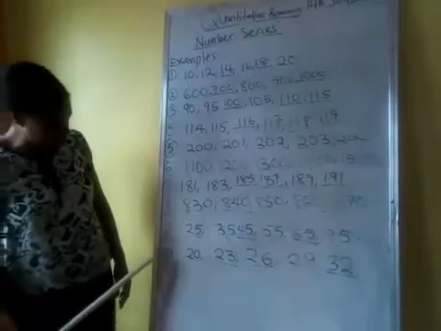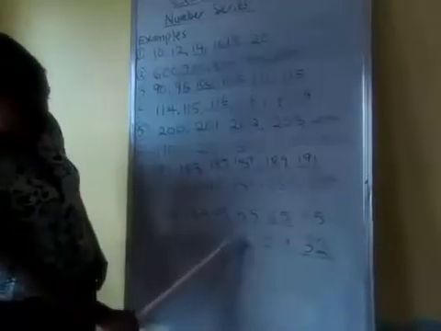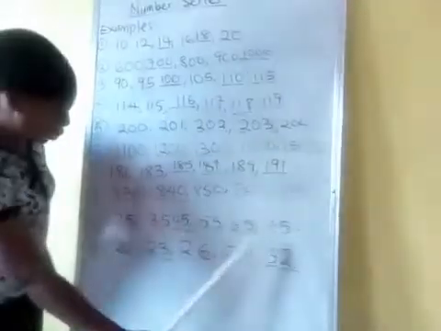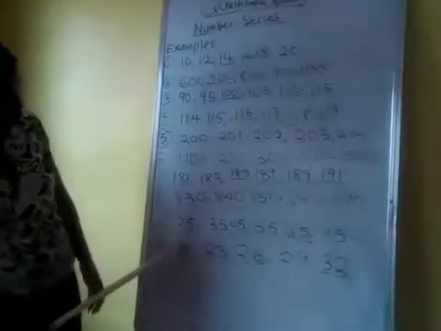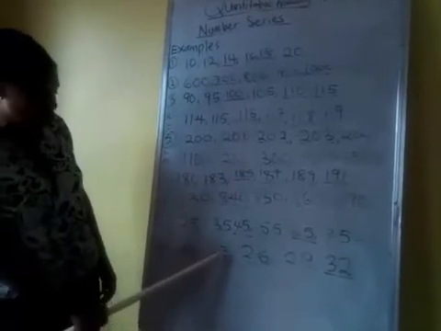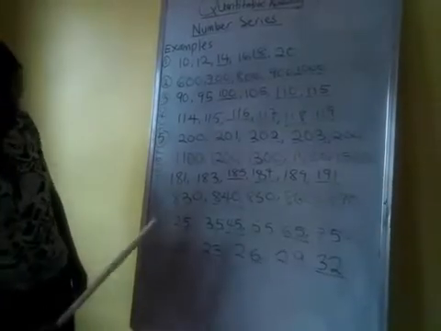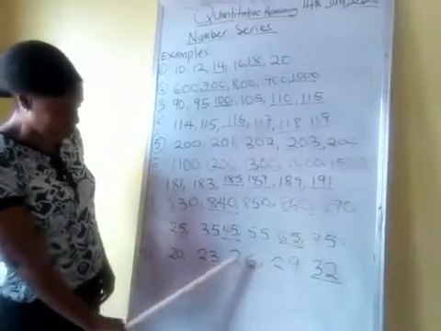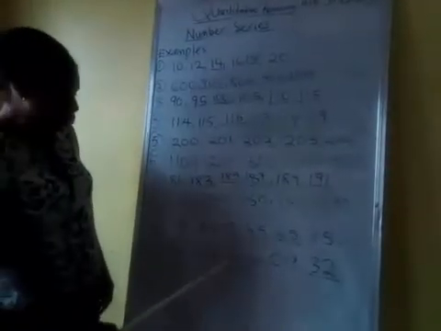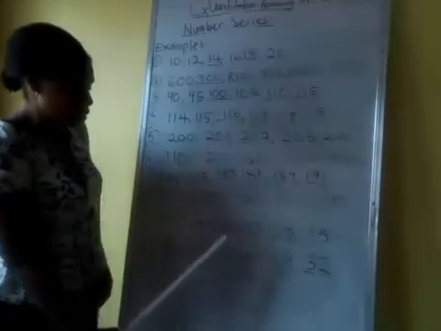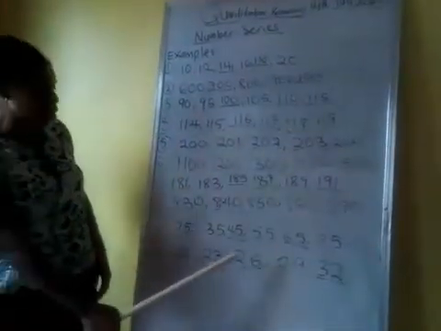Now, let's go to the last one. We have 20, 23, 26, 29, 32. Now, what number are we adding to get the next digit? From 20 to 23, you can simply say 23 minus 20. What do we have? 3. Now, add that 3 to 23 to see if you get the same. 23 plus 3 gives you 26. 26 plus 3 gives you 29. 29 plus 3 gives you 32. And that is how we arrive at all these numbers.